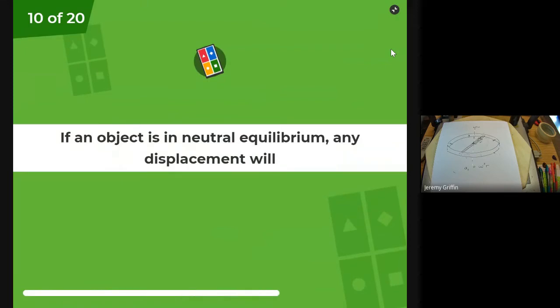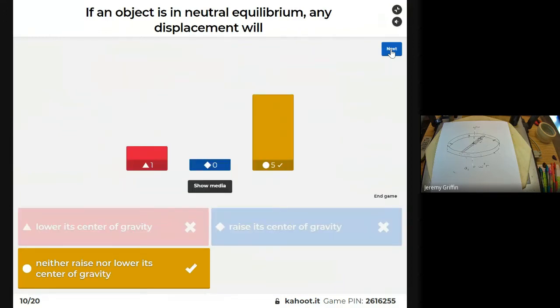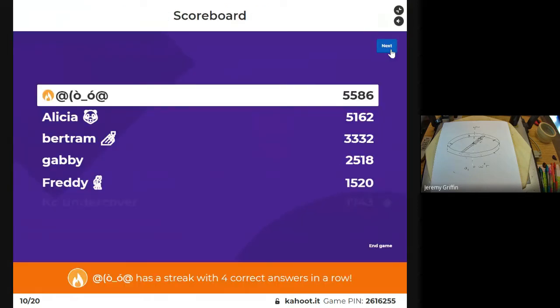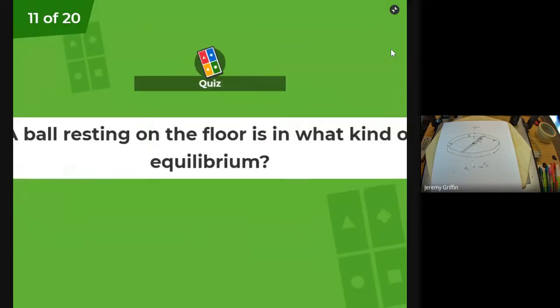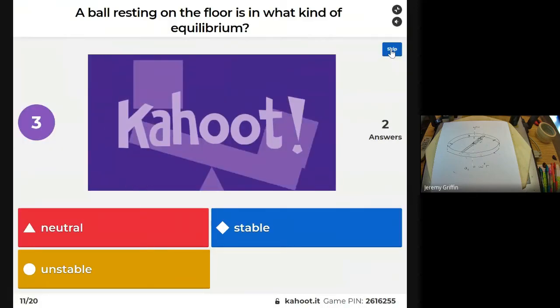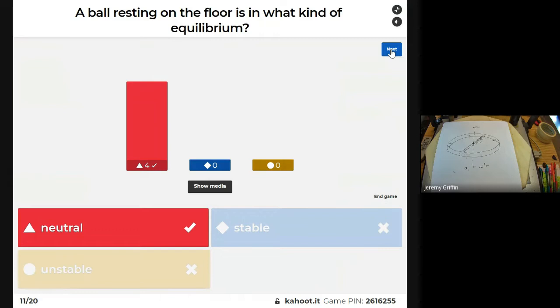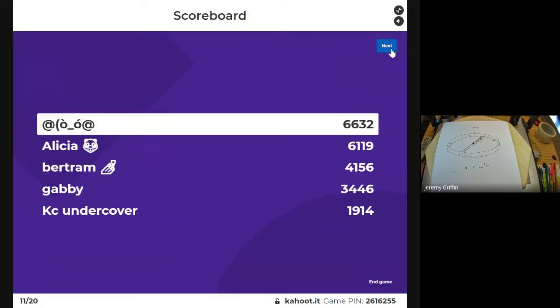If an object is in neutral equilibrium, any displacement will? Yeah, neither raise nor lower. Actually, I think my example for this is, here we go. Ball resting on the floor. What kind of equilibrium? Yep, you guys got that. Neutral. So imagine a ball resting on the floor. If you give it a push, doesn't the center of mass stay the same distance relative to the floor? Just the radial size of the ball. So it doesn't go up or down. Yeah, that is neutral equilibrium.